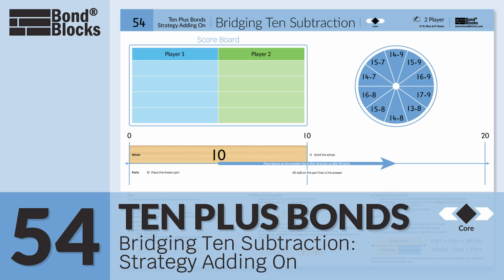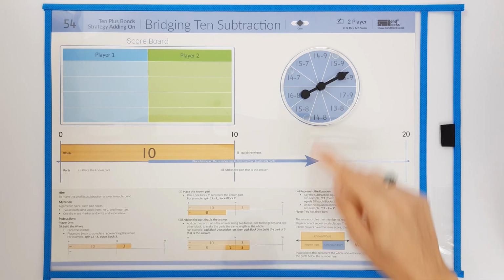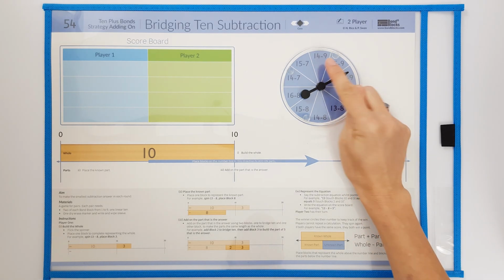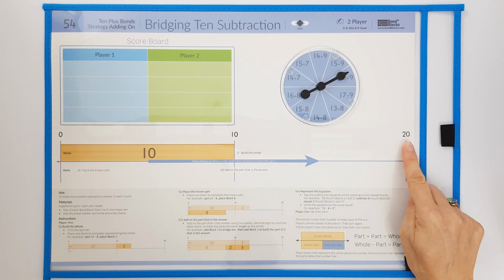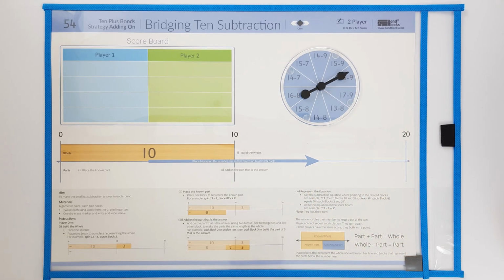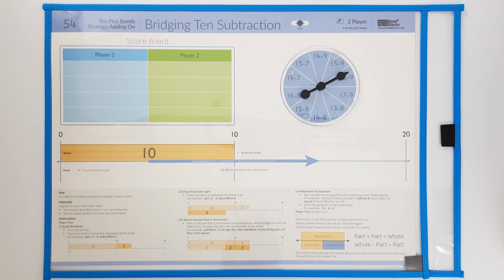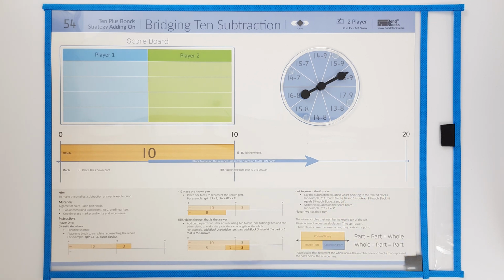Welcome to Activity 54. In this activity, we're going to be developing the strategy of bridging 10 for subtraction equations, but we're going to be using adding on to solve them for wholes of up to 20. To complete this activity, you need 2 of each bond block from 1 to 9 and 1 linear 10. If you have original boards, please place them inside a write and wipe sleeve.